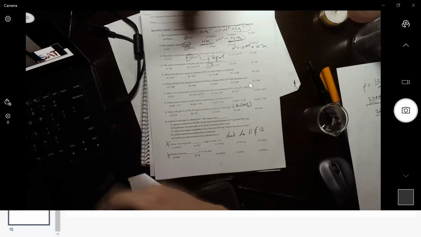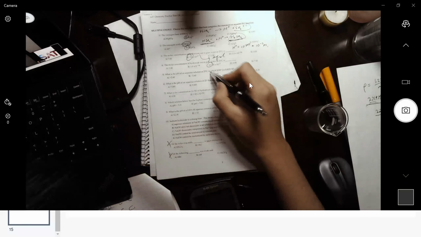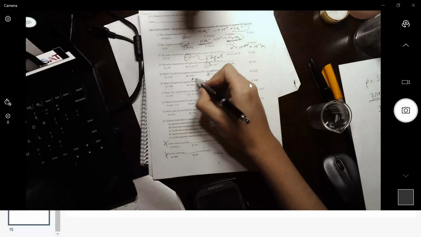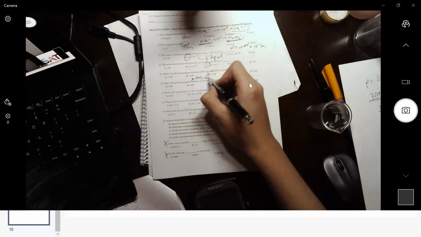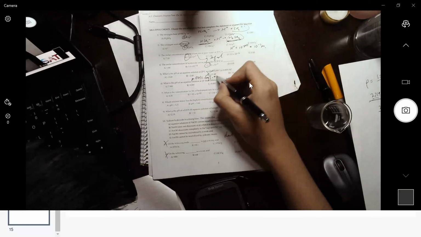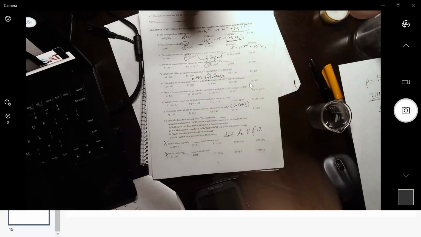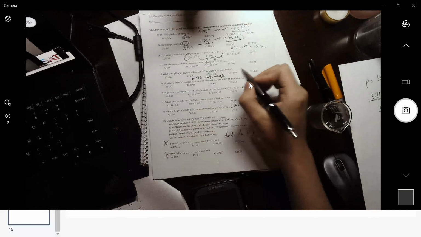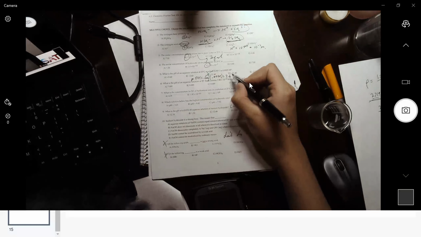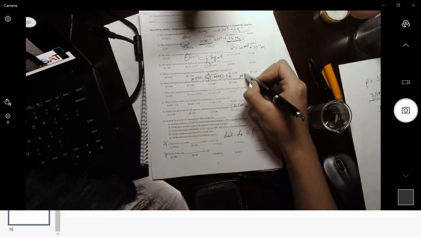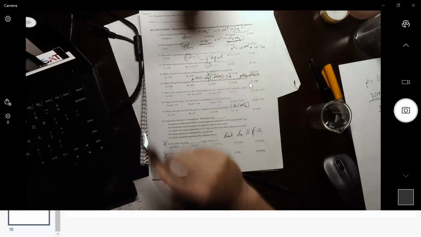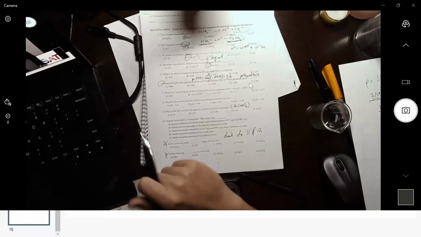Let me see. Yep, C. You simply find the pOH, which equals negative log 0.0025, which equals 2.6. And then since pH plus pOH equals 14, you have pH equals 11.4. What about 6?